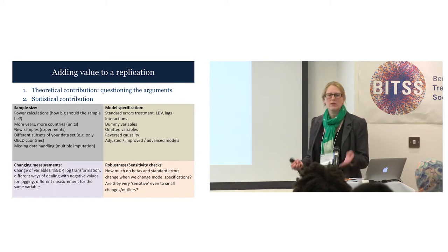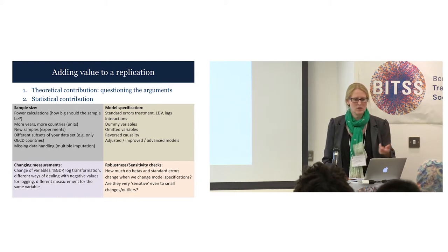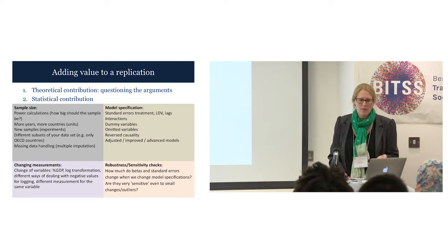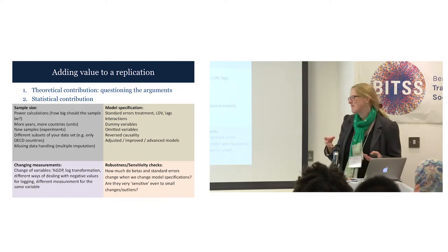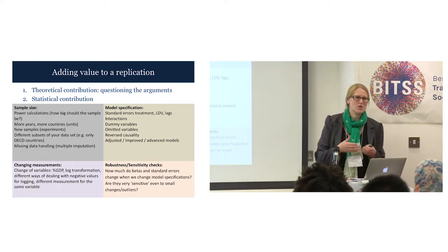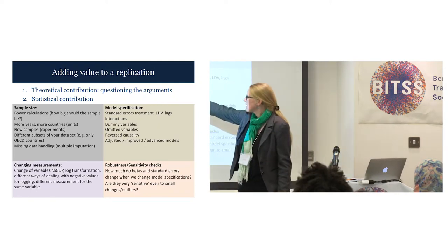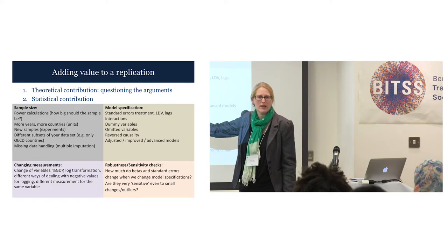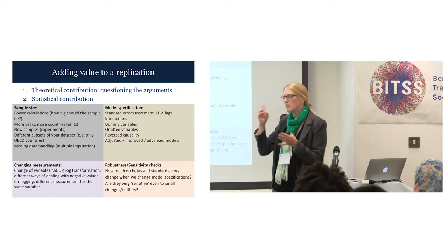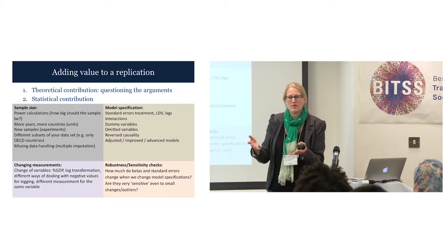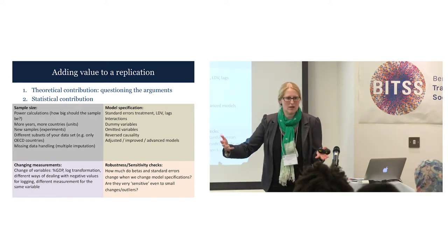Now, how can you add value? That really depends on your field. But one would be a theoretical contribution, so questioning even the arguments. Among the different statistical contributions that my students have used, the typical culprits are sample size, using different years, using different countries. So you can add value by, for example, there are a lot of studies that don't even do power calculations. And if you're in psychology, you would think, like, how could this ever happen? But in politics, for example, a lot of papers just use whatever data are there, and if the sample is small, then the sample is small. You can't produce more countries if they aren't there, right?